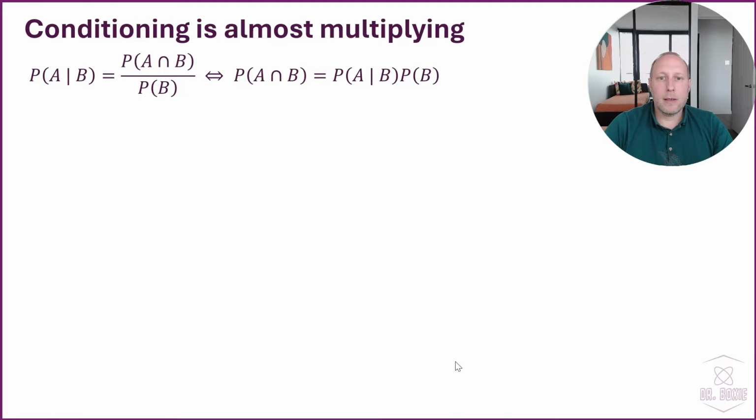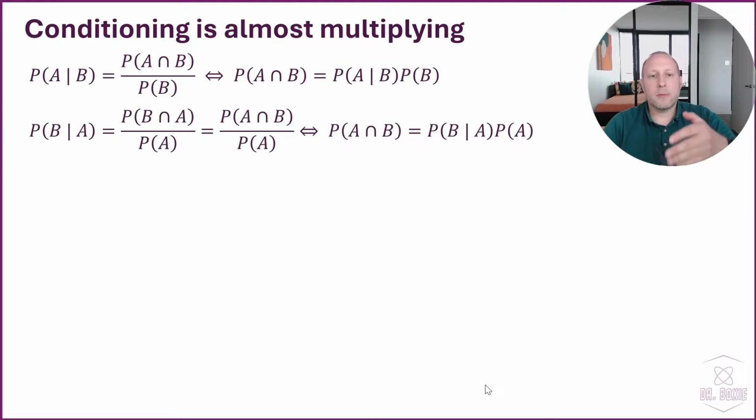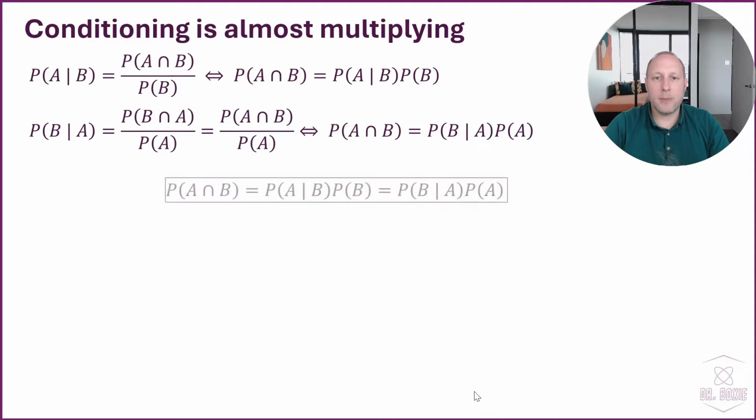Now we can do the same thing but with the probability of B given A. So then we find that the probability of B given A is the probability of B and A divided by the probability of A. And we've seen in the very first lesson that the probability of B and A and the probability of A and B are the same thing. And therefore we can also write the probability of A and B as the probability of B given A times the probability of A. So we found two different expressions for the probability of A and B, which is either the probability of A given B times P(B), or the probability of B given A times P(A). And let's see how this works.